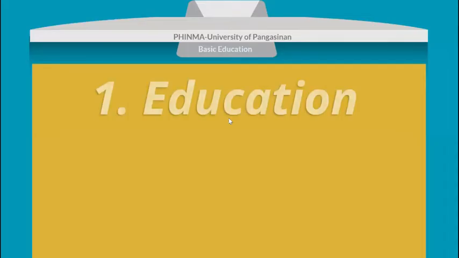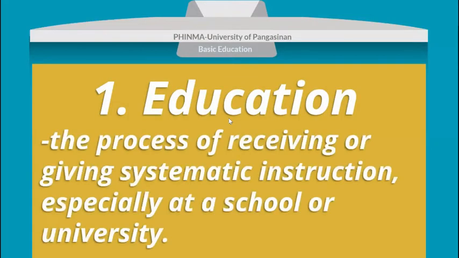Unahin natin ang edukasyon. What is all about education and what is the connection of education in the culture? It is the process of receiving or giving systematic instruction, especially at a school or university. So what is the connection and why is education one of the elements of culture? We all know that through education, we learned a lot. So we will identify what are the different cultures in the world.